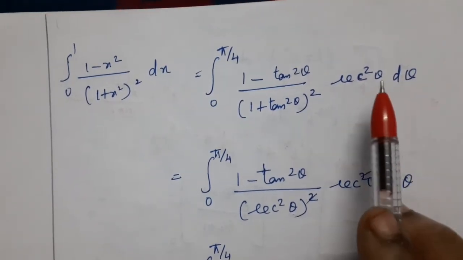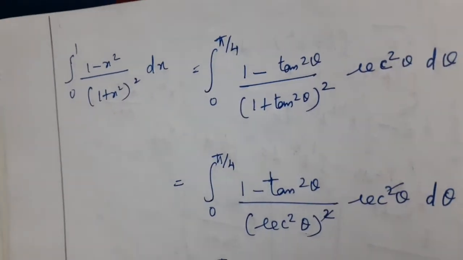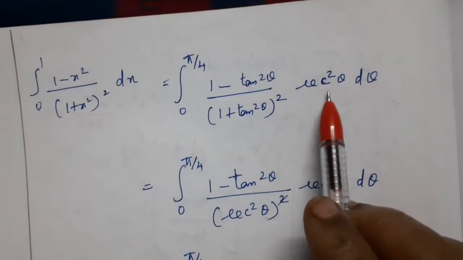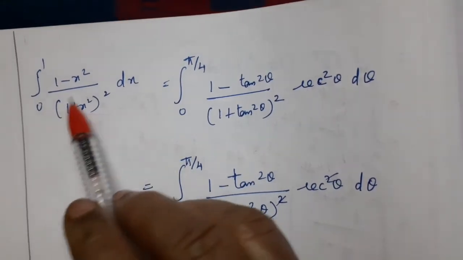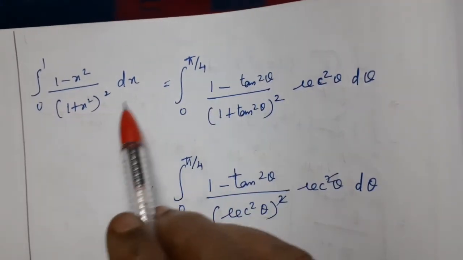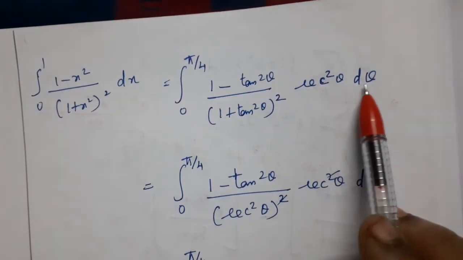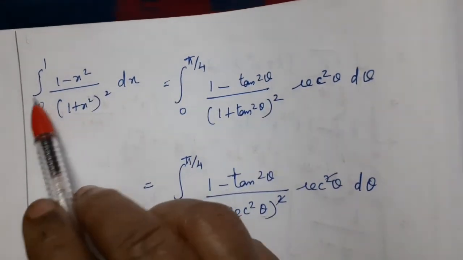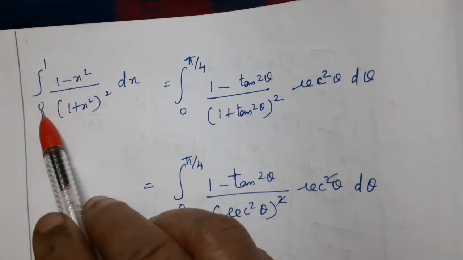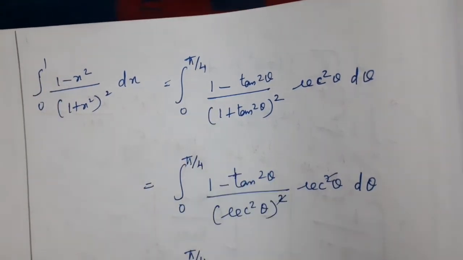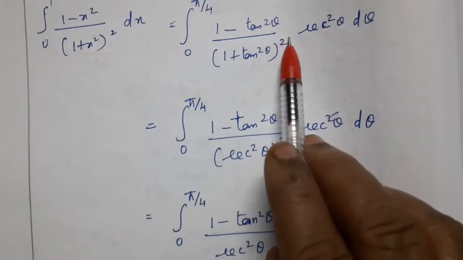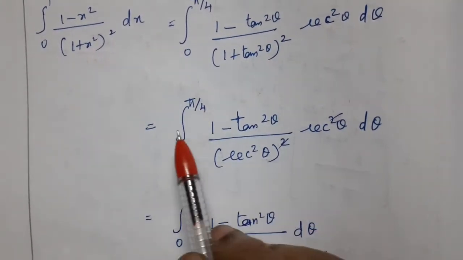I already told you everything. Because we take x equal to tan theta, after differentiation it becomes secant square theta into d theta. Therefore, instead of x you substitute tan theta, and instead of dx you substitute secant square theta into d theta. Since the variable changes, the limits change too: 0 to 1 becomes 0 to pi by 4. That's all. Now the question is rewritten like that, and the integral limits have also changed.